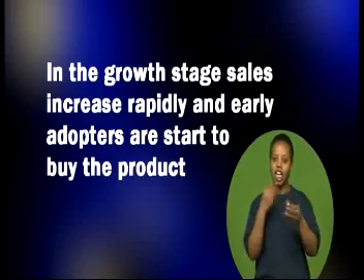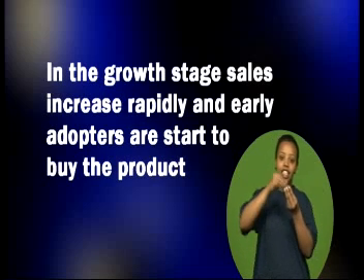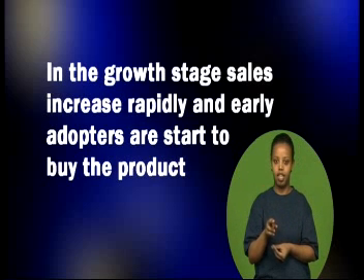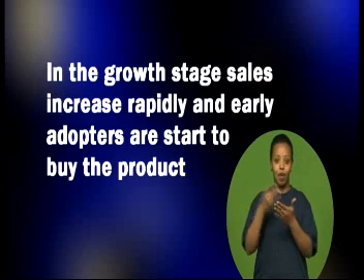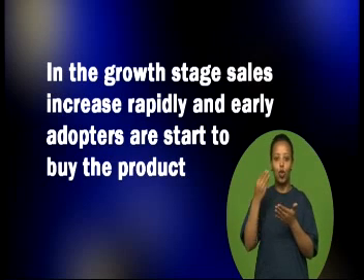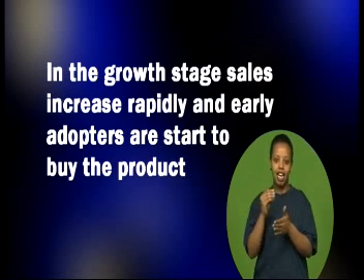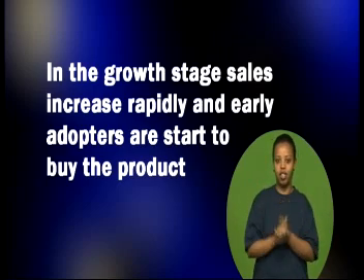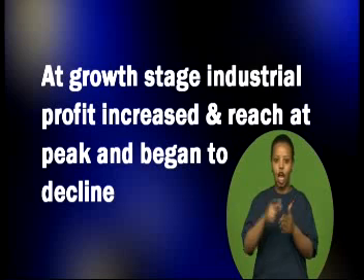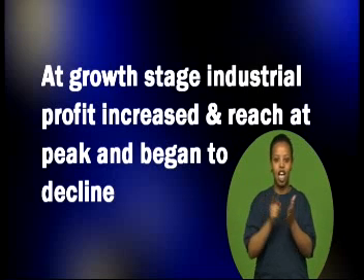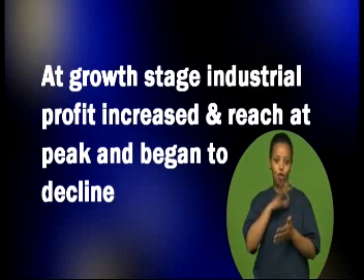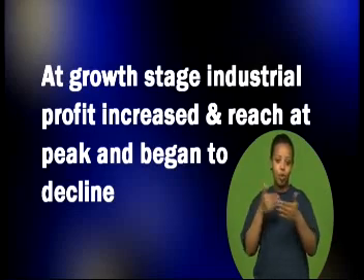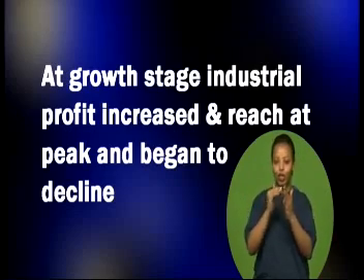During the growth stage, sales increase at an increasing rate. In addition to the innovators, early adopters start to buy the product, and other firms may start marketing competition. The market competition and lower unit cost result in lower price. At the growth stage, industrial profit increases rapidly, reaches a peak, and begins to decline.